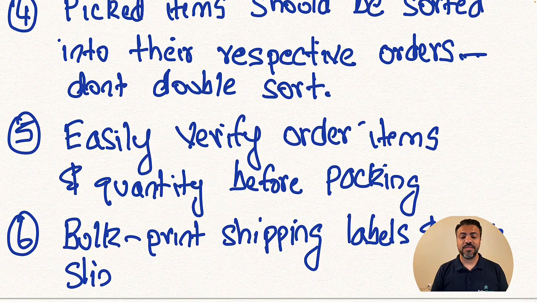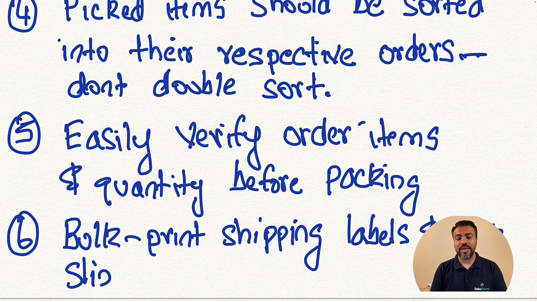And number 6 is you want to bulk print your shipping labels and your pack slips. It takes too long to print a single shipping label, then go and find the order and slap the shipping label on it, and then print the next shipping label. You want to be able to bulk print them so that you can quickly verify, label your items, and ship them out. Those are the objectives. That's what a good pick and pack process should look like.